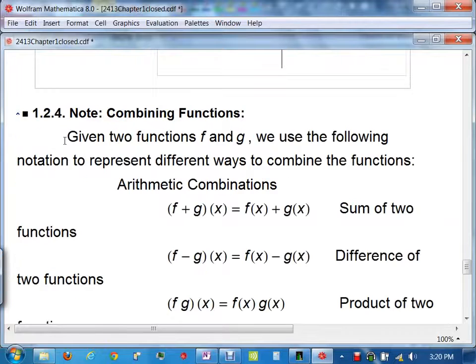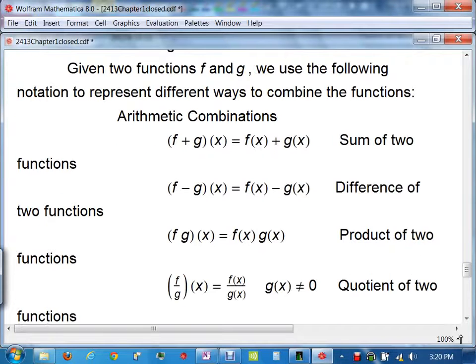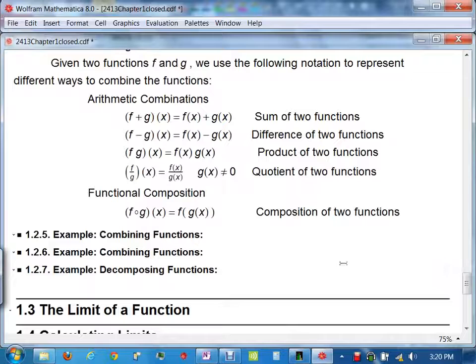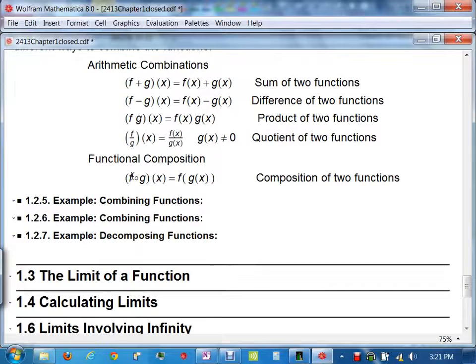Combining functions. Again, this is a college algebra topic. There are 4 operations that we learned in college algebra. If someone gives you 2 functions, f of x is this, g of x is this, you can do 4 arithmetic operations. You can add the 2 functions together, subtract them, multiply them, and divide them. But there was a 5th operation with functions. Do y'all remember it? Remember the fog? It's called functional composition.